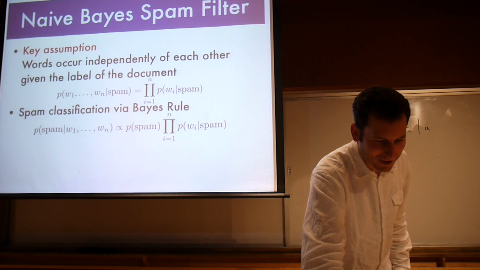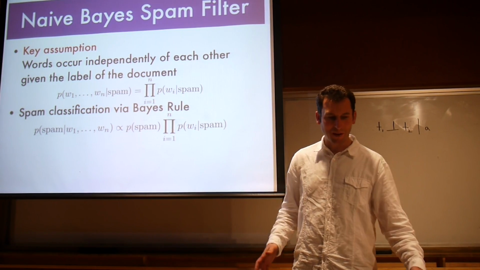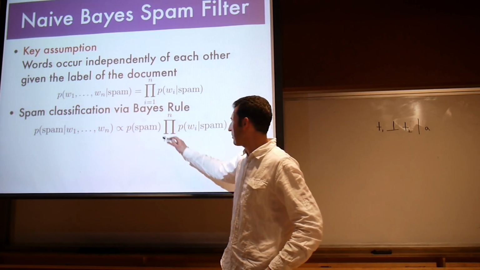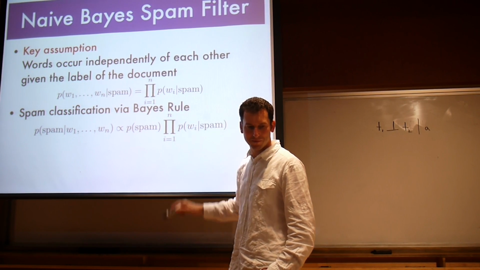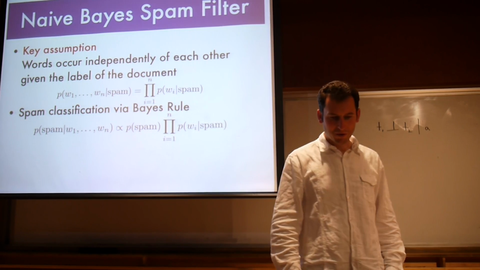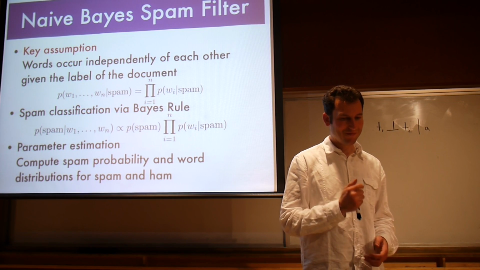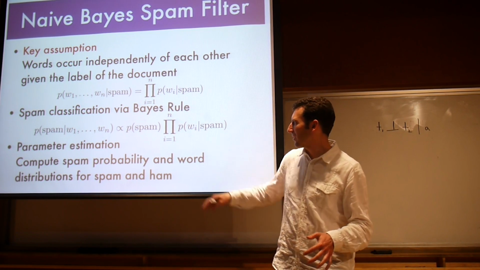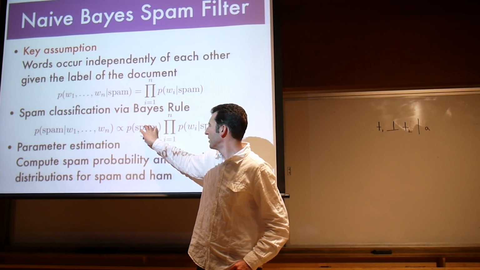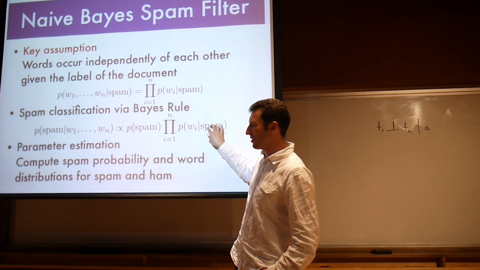So a spam classifier, in this case, you just use Bayes rule, so it's just P of spam given all the words, proportional to P of spam times the product P of Wi given spam. And so what do I need to do? Parameter estimation in that is actually very easy. I just go and compute the spam probability, so I compute P of spam here. And then for each word, I compute its distribution conditioned on spam or not spam.